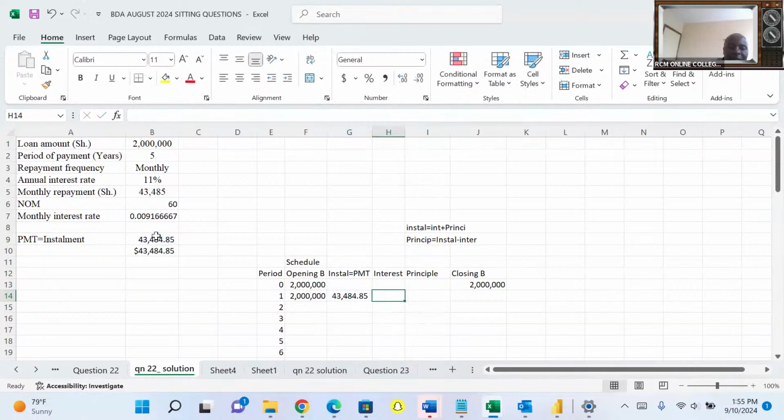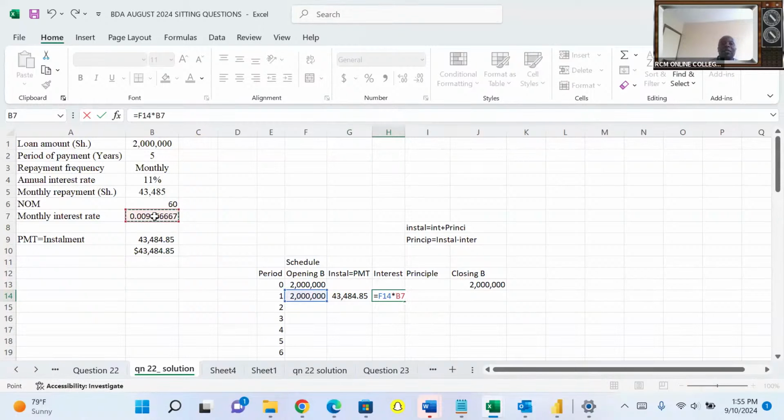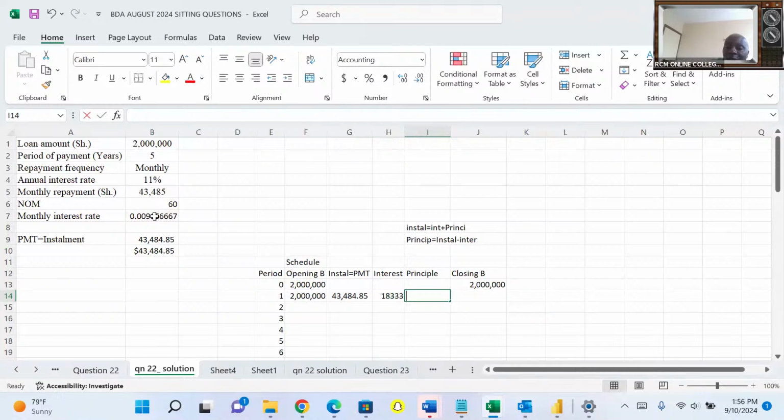You get ahead, tab. So interest is always pegged on the opening balance. You take this 2 million, you say times, in this case here, the monthly, not yearly interest, but monthly interest, this one. And this monthly interest is going to be constant. The monthly interest will be constant, so I need to dollarize it. Dollarizing it means I press Fn and then F4 at the same time. All right. So then I have the interest, then I need to come and say equals here.